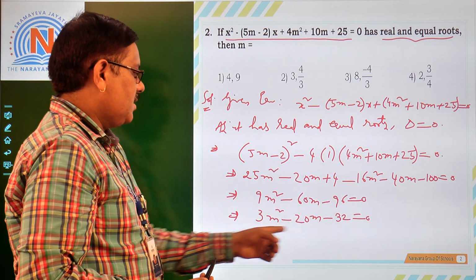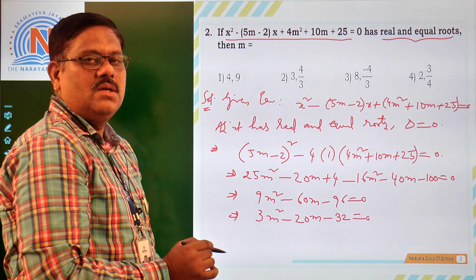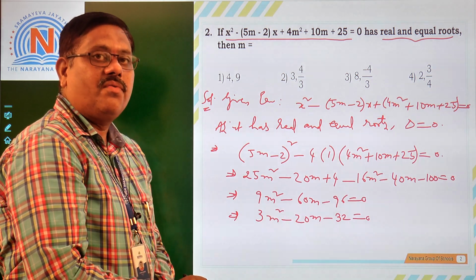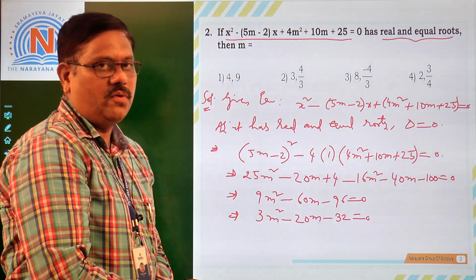So what are the factors? 3 into 32, 96. So for 96, 24 fours are 96.